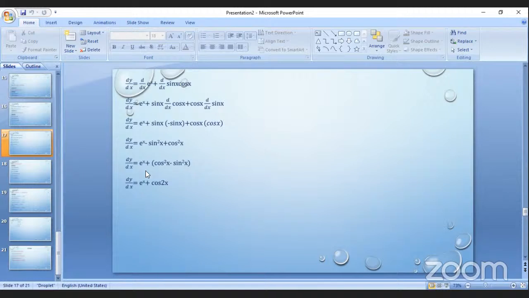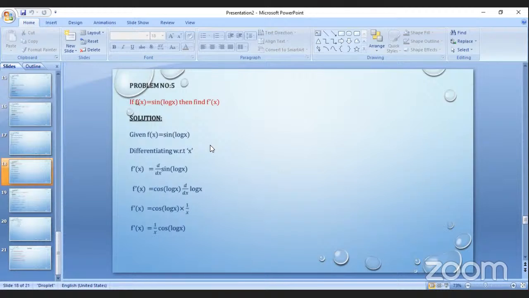We know the cos 2x formulas: cos 2x equal to 2 cos square x minus 1, or 1 minus 2 sin square x, or cos square x minus sin square x. Here cos 2x equal to cos square x minus sin square x. Therefore, dy by dx equal to e power x plus cos square x minus sin square x, which is cos 2x. Therefore, the final answer is dy by dx equal to e power x plus cos 2x.